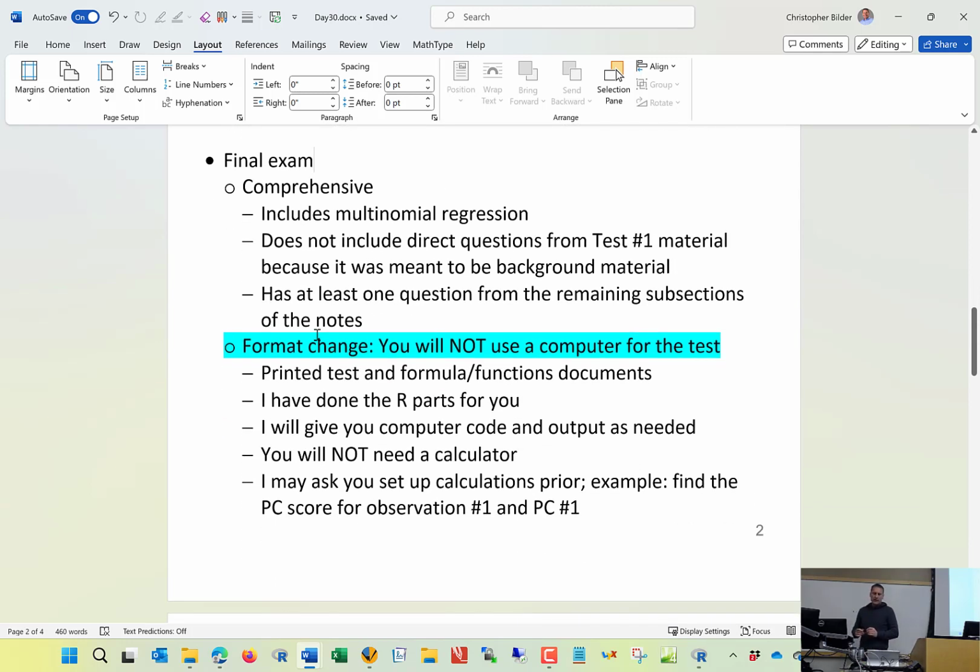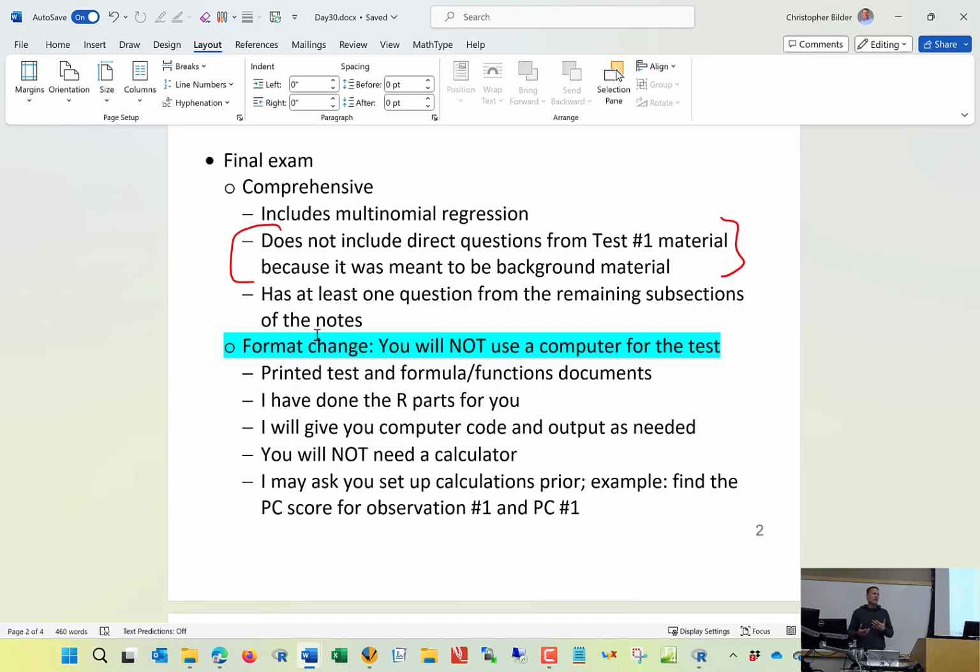Okay, so let's talk about the final exam. So as we talked about the very, very first day of the course, it is a comprehensive final. It includes this multinomial regression stuff that we just finished last time. But to make it a little bit easier, it's not going to include any direct questions from the test number 1 material.